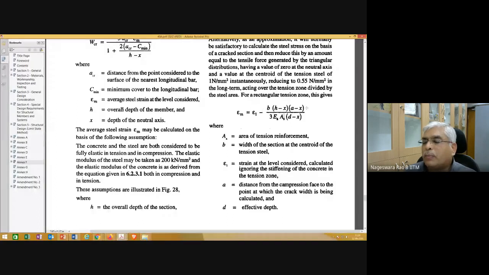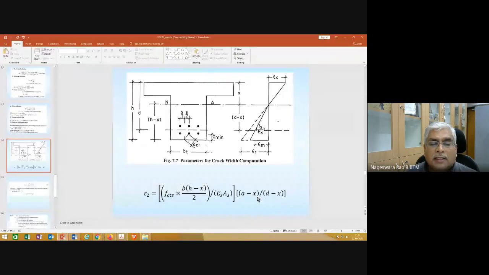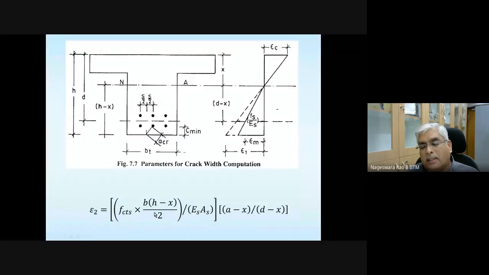And how this is obtained? Please note that this is an empirical relation. How this is obtained, we are going to discuss. So that is what this equation is. What is that correction? That is what is given here.